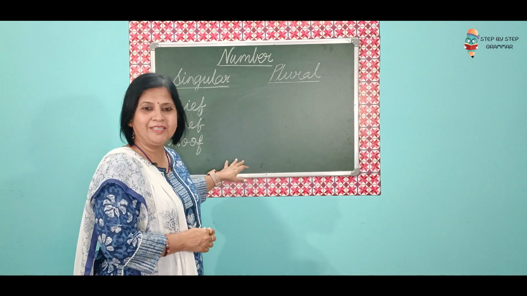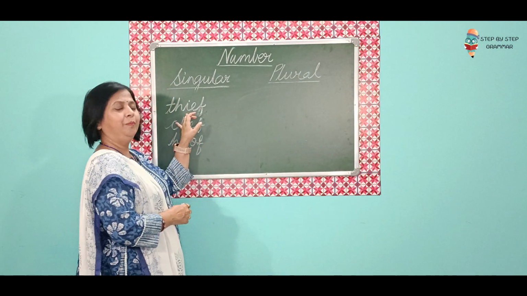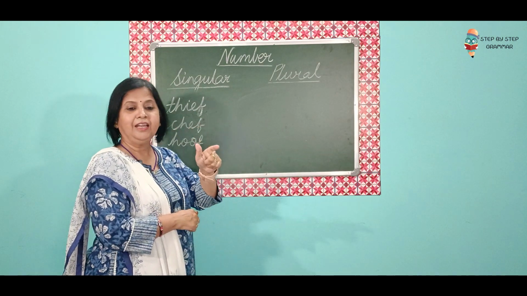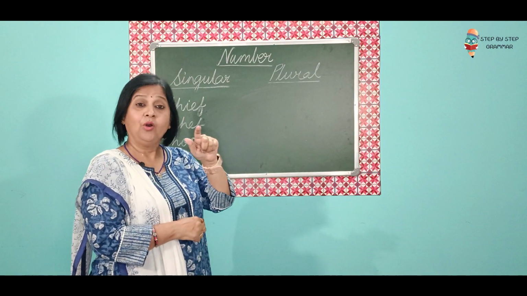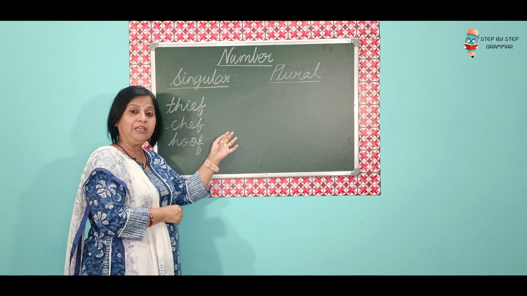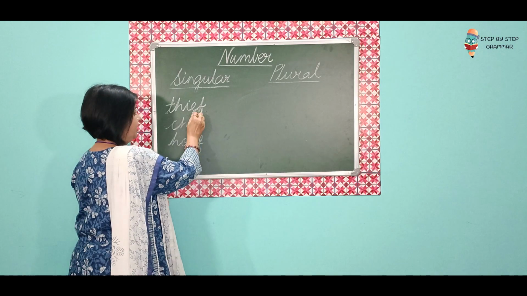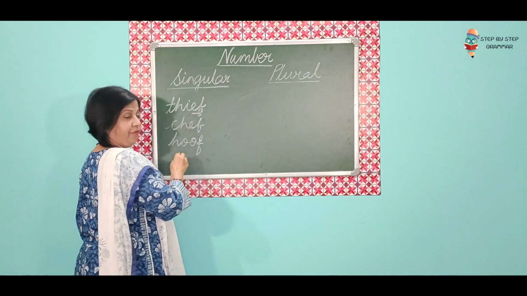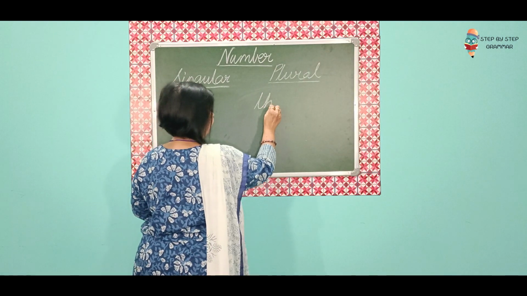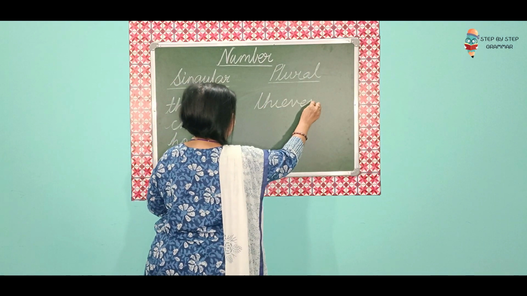A few exceptions that we can look into. For example, the word thief. As per the rule that we have just seen, the nouns that end in F or FE form their plural by adding VES. Now, this is ending with EF. But when we make the plural of thief, it will be thieves.